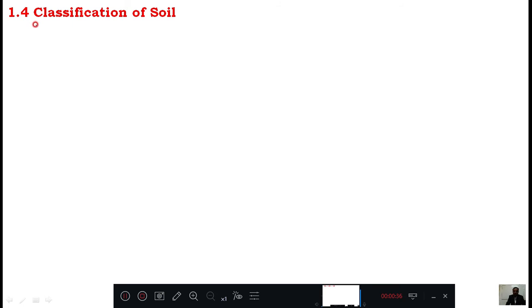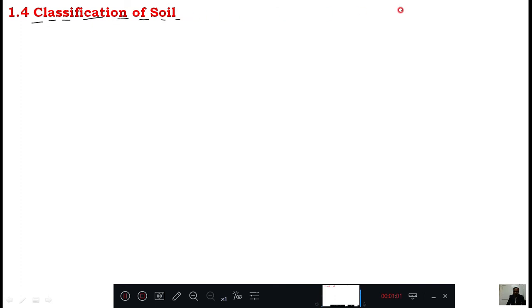And after that we discussed the consistency limits of the soil. In the consistency limits of the soil, liquid limit, plastic limit and shrinkage limit we discussed. And after that, the engineering properties: permeability, compressibility and shear strength. Now we will come to the classification of soil.